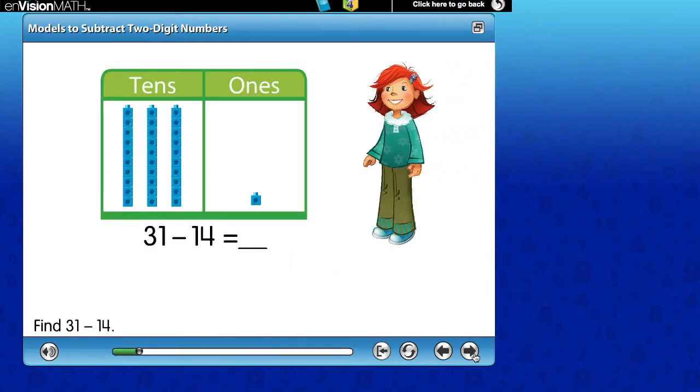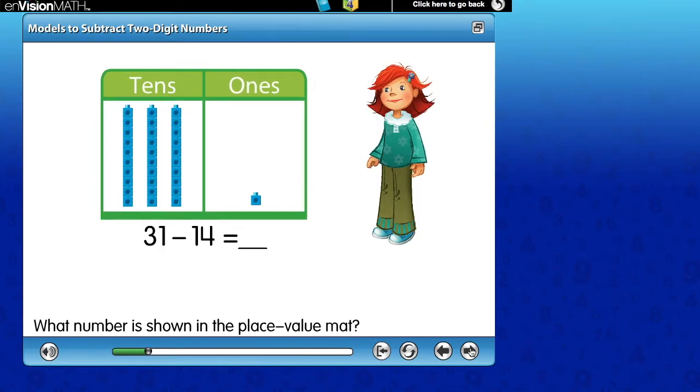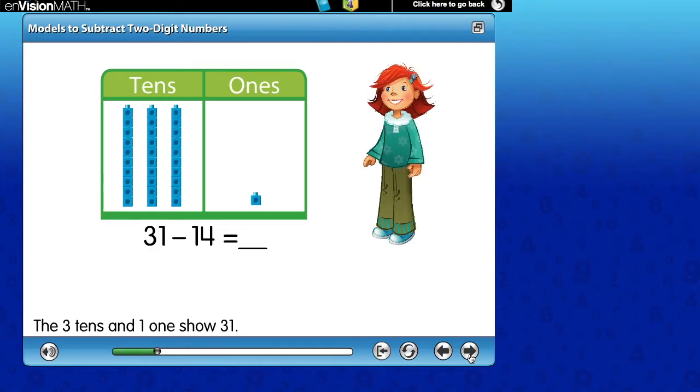Find 31 minus 14. So our subtraction problem for right now is 31 minus 14. What number is shown in the place value mat? So when we look at the place value mat, we're going to look at our tens and our ones. We have 3 in the tens place and 1 in the ones place. 10, 20, 30, 31. So 31 is shown in the place value mat. The 3 tens and 1 one show 31.